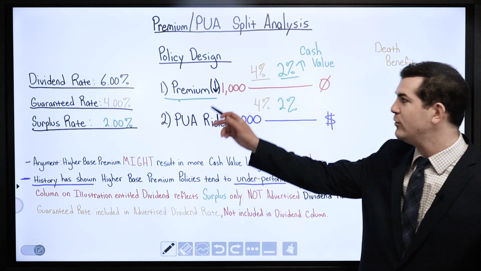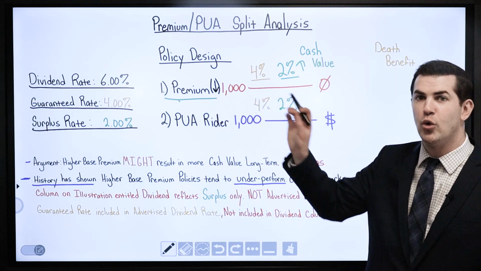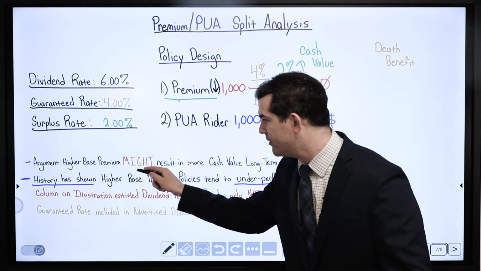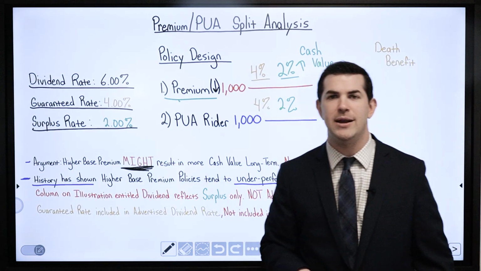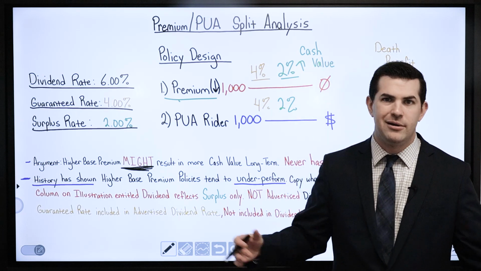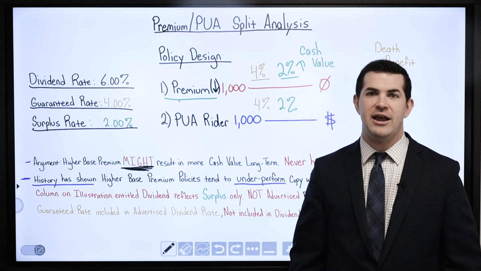take for a policy with that higher base premium to hypothetically maybe overtake that minimum premium policy? 30 years plus at a minimum.